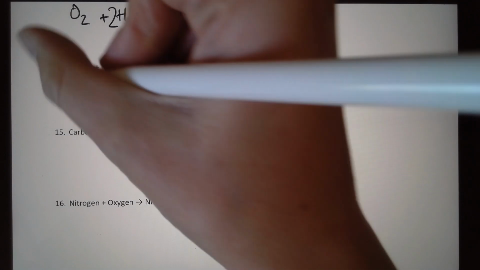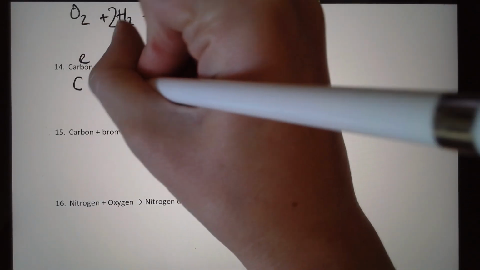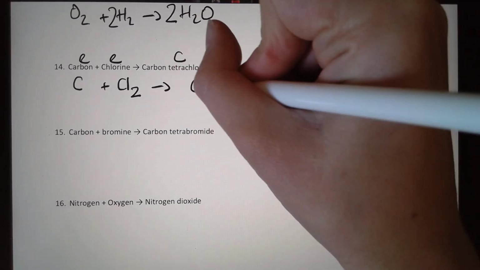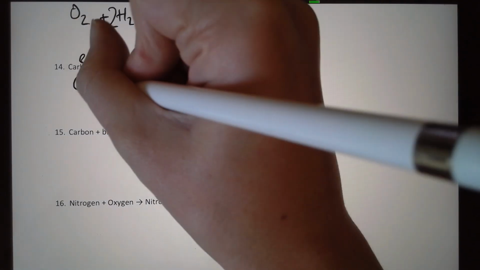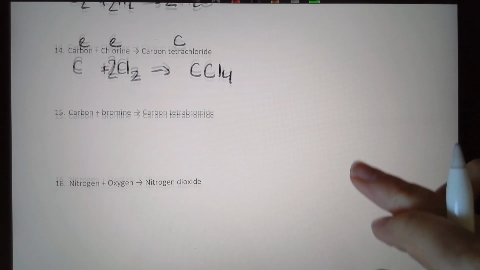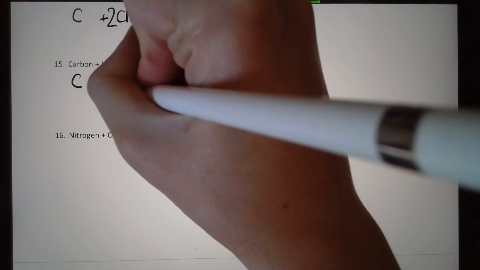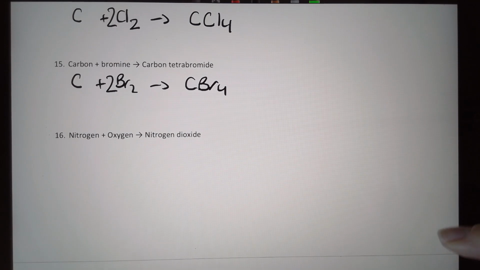Next one, similar. Element, compound, but again it's a covalent molecule that I'm making. Carbon is C, chlorine is Cl, it is diatomic. Carbon tetrachloride, tetra is 4, so it's carbon with 4 chlorines, CCl4. So it's covalent, not using charges to work it out, I'm just using the name. To balance that, I'm going to need a big 2 in front of the Cl2. Carbon and bromine, similar story, carbon tetrabromide, CBr4, and I need a big 2.